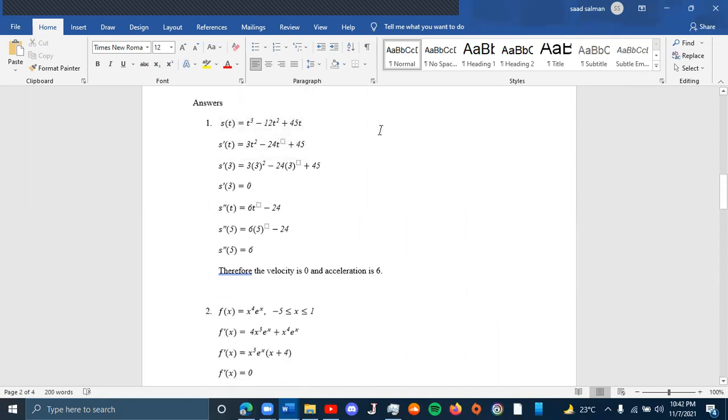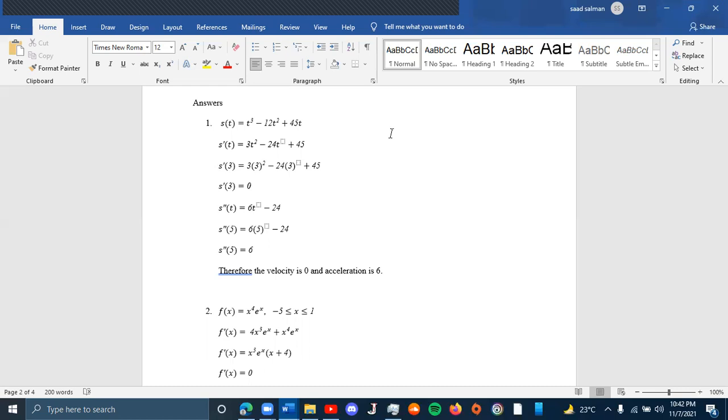So its answer would be, we'll start with s(t) = t³ − 12t² + 45t. This is the equation. We'll get s'(t) = 3t² − 24t + 45. So s'(3) = 3 · 3² − 24 · 3 + 45. So s'(3) is equal to 0.